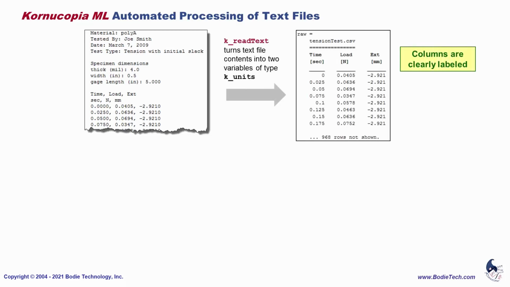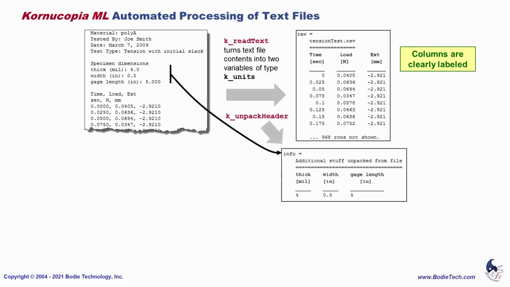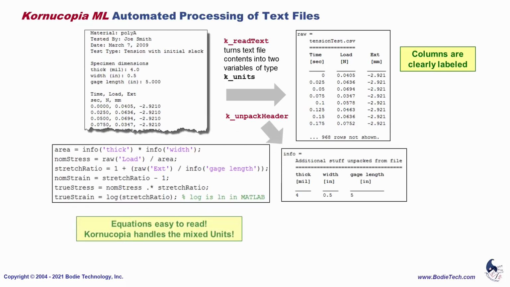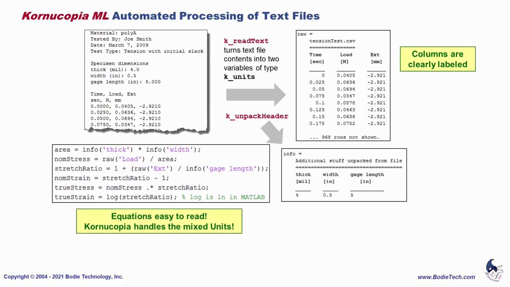Here's an example of automatically processing a text file. The file to be imported has two different regions of header text, as well as tabular data below that. Using the k_read_text function, we can easily import the text file into a tabular variable of type k_units as shown, where it is clear what the columns contain. Using the unpacked header function, it is easy to turn this section of the header into a useful variable that can then be used in calculations to turn this raw load displacement data set into a useful stress strain curve. The equations are clear and easy to read, and Kornucopia has handled all the issues of mixed units.